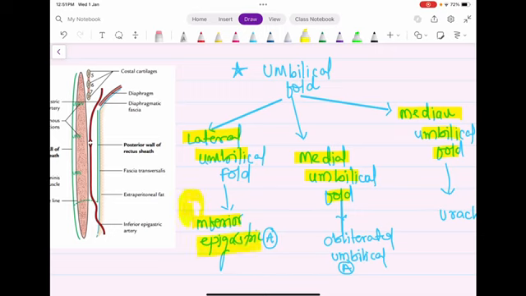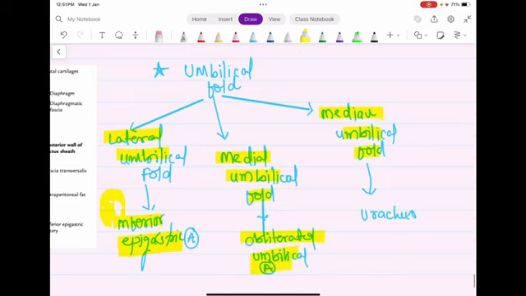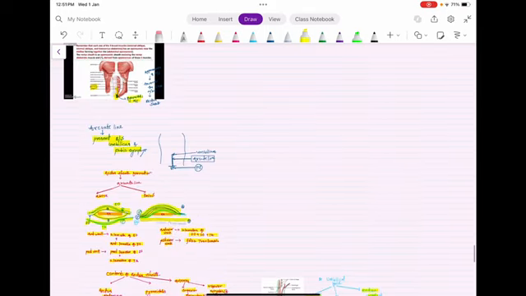Very important question: the lateral umbilical fold contains the inferior epigastric artery, the medial umbilical fold contains the obliterated umbilical artery, and the median umbilical fold contains the urachus. Okay, this is all about the rectus sheath.